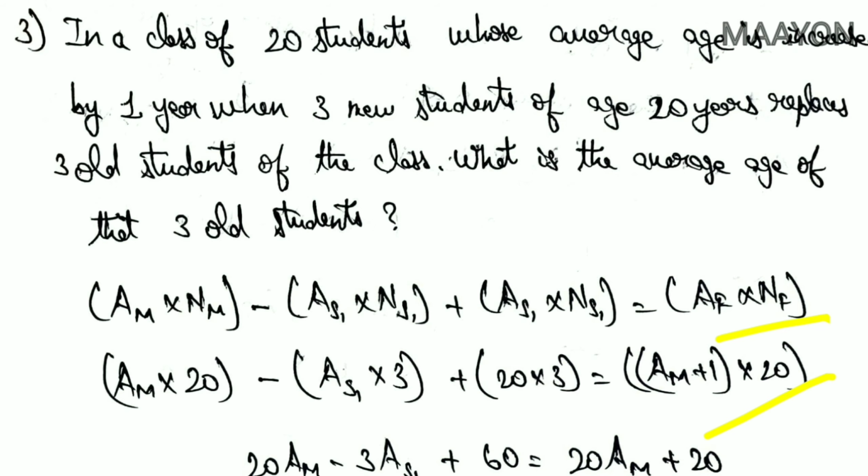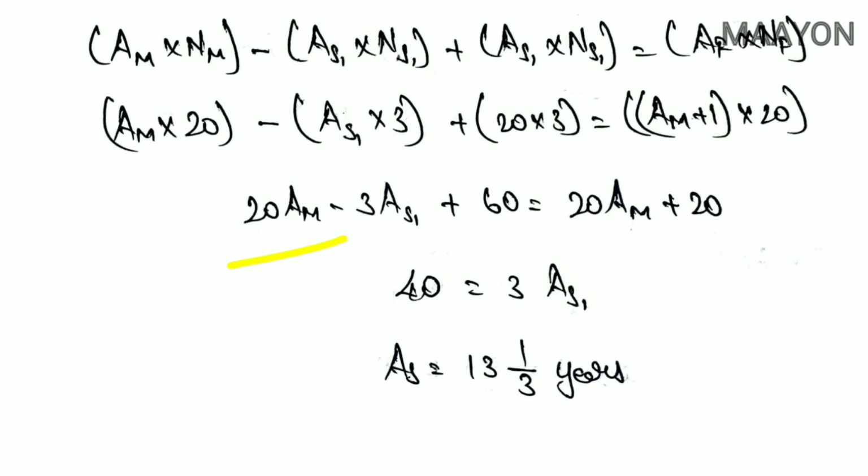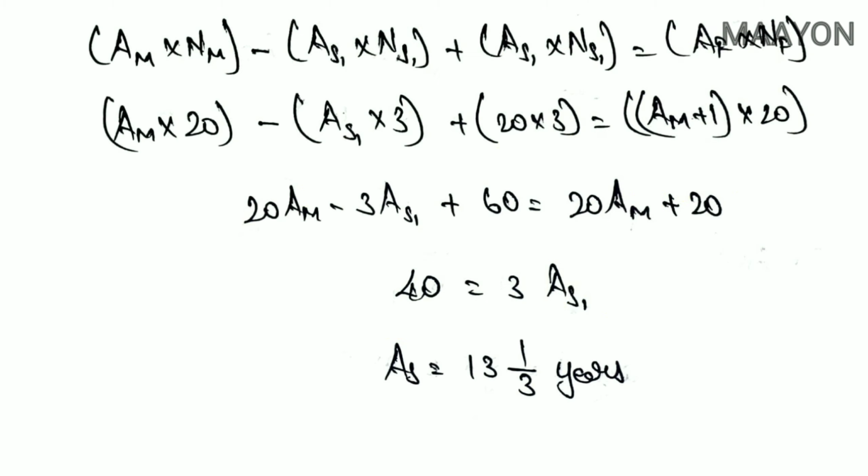which is 20, as it is just a replacement. Then doing the calculations further, 20 Am minus 3 As1 plus 20 into 3, 60, equals 20 Am, because it is 20 into Am plus 20 into 1, 20. Then bringing it to the left side, 20 Am minus 20 Am gets cancelled. Then 60 minus 20 gives 40. 3 As1, bringing the 3 to the division position, 40 by 3 gives 13 1 by 3 years. It is the required age of the old person who has to be replaced.